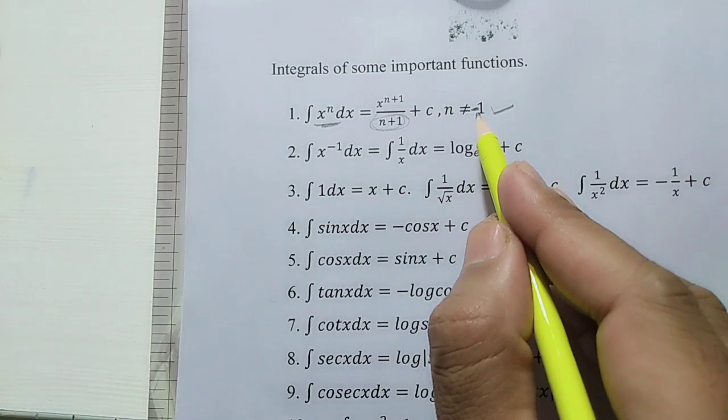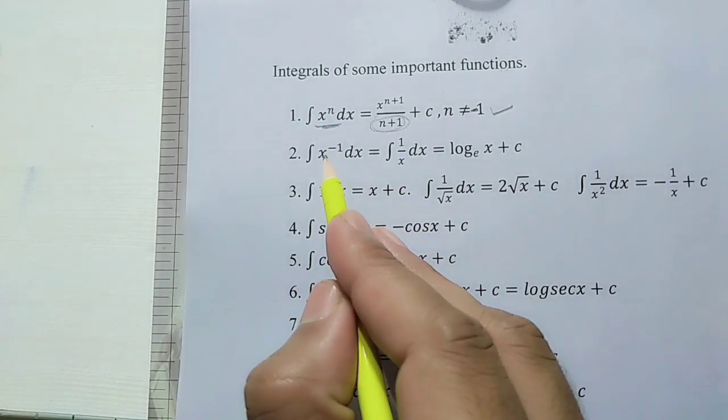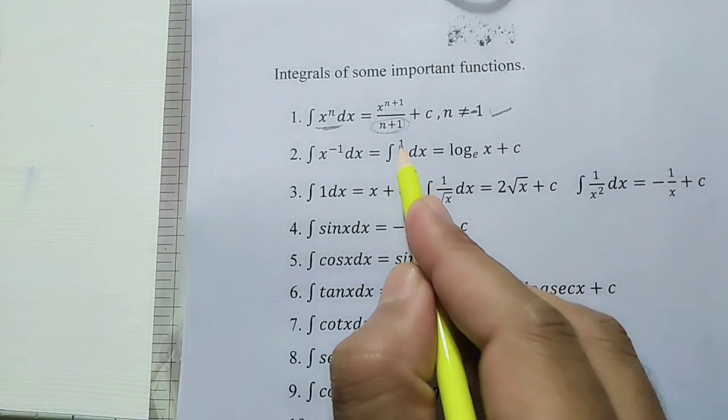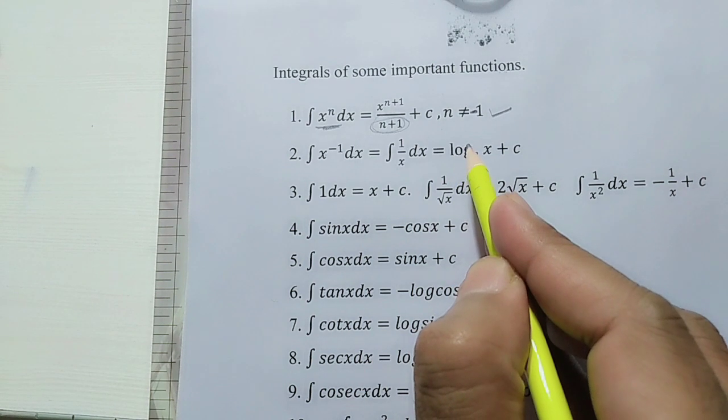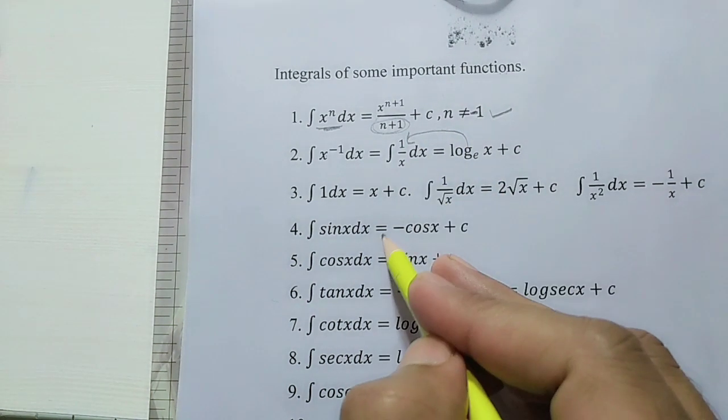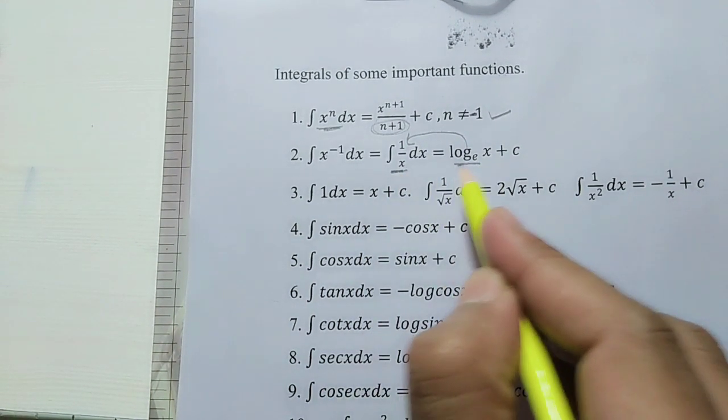Then what is the formula especially for n equal to minus 1? Then the function is 1 upon x. You remember that the differentiation of log x is 1 upon x. So the integration of 1 upon x will be log x plus c.